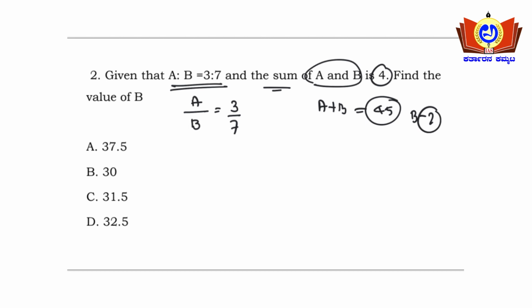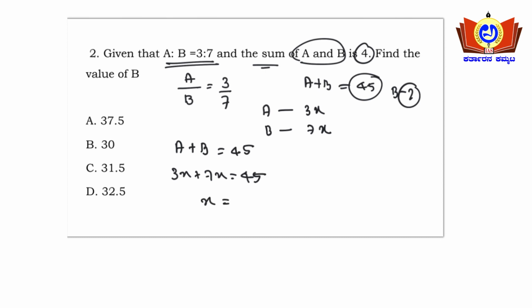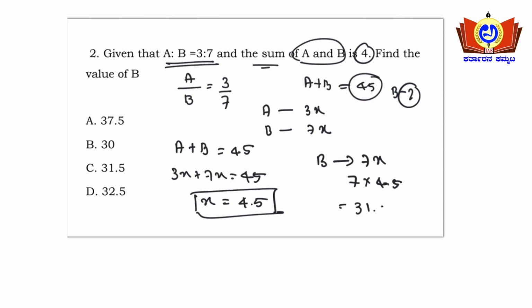This can be calculated by a very easy method. In a single step only you will arrive at the answer. So let A be 3x and B be 7x, and they have given A plus B is 45. So 3x plus 7x equals 45. So x will be 45 upon 10, that is 4.5. So B is 7x, 7 into 4.5, so that will be 31.5. This is the answer here. Simple question guys. So moving on to the next question.